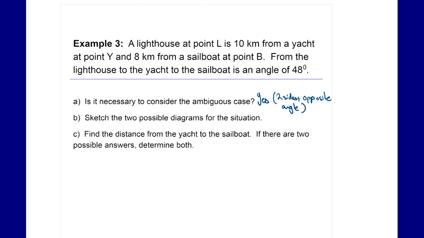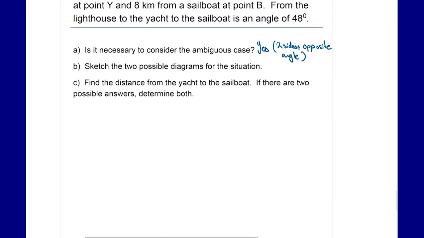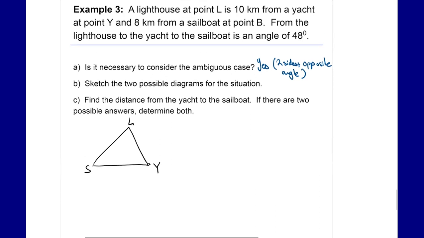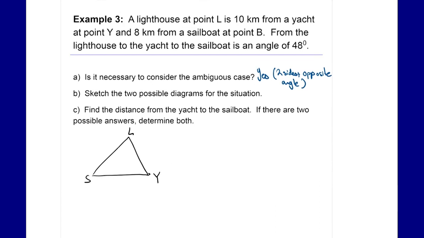So next we want to sketch the two possible diagrams. Right, so first, let's just draw our acute angle. We have our lighthouse L, we have S, and we have Y. Right, and again, I'm just labeling this based off of what can help me the most, keeping it similar to all the other diagrams, where we're looking for side S.